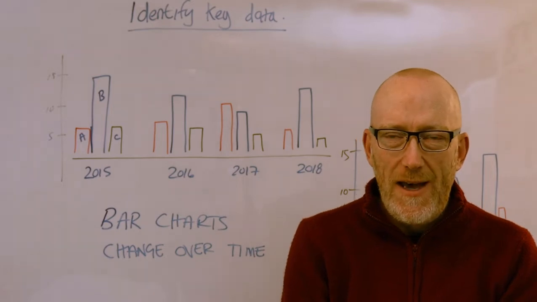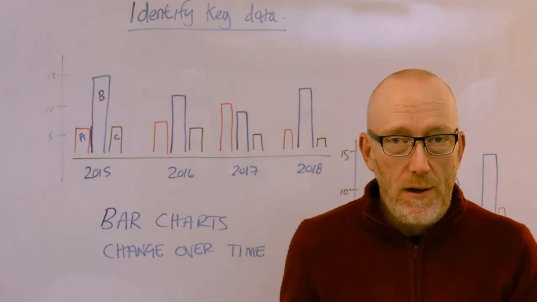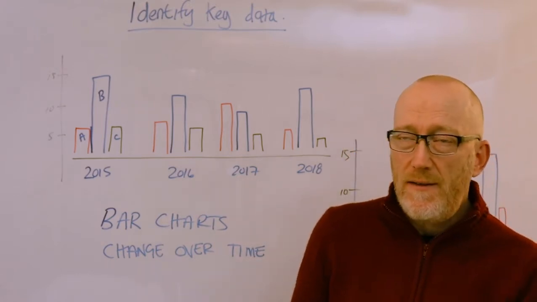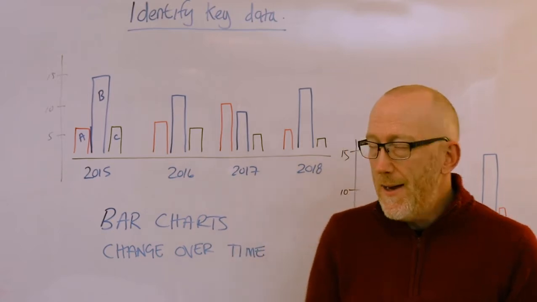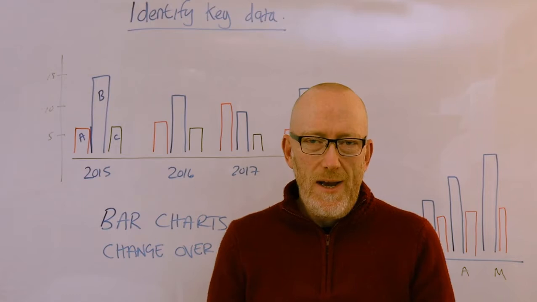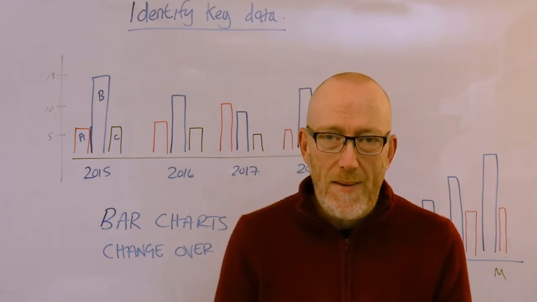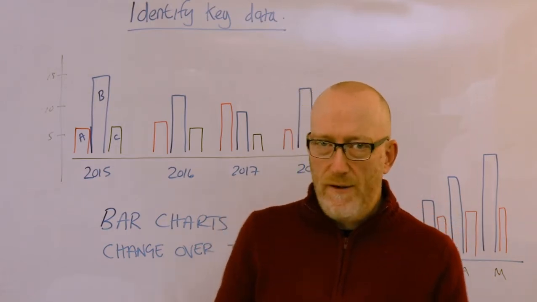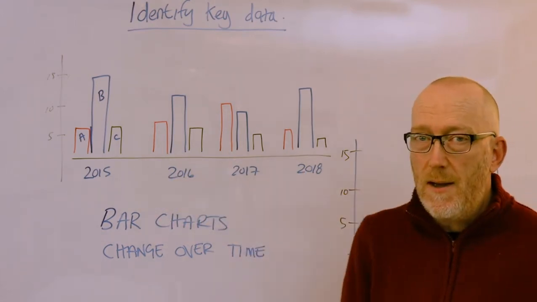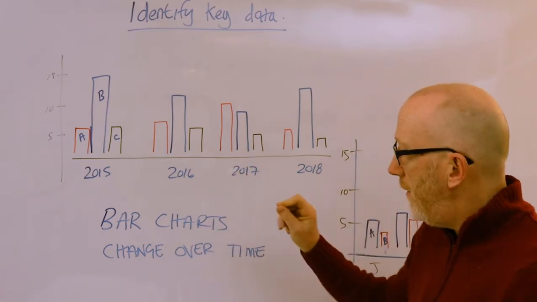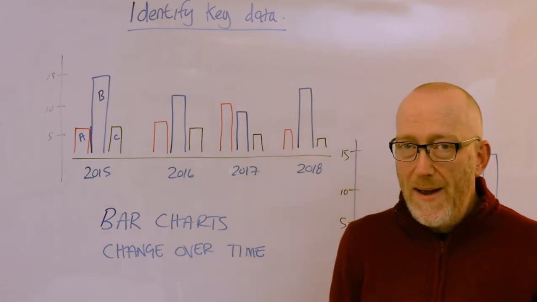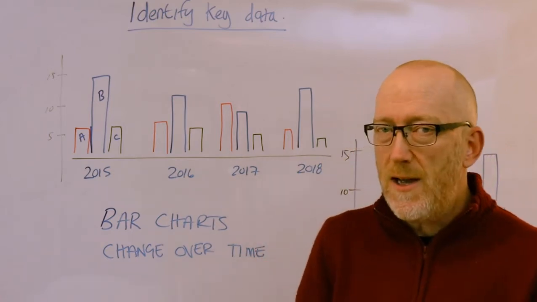Welcome back everybody. In this tutorial we're going to take another look at identifying the key or important data points, but this time in bar charts. Bar charts, line graphs, even pie charts, generally represent the same kinds of information, just visually it looks different. This information could very easily be represented in a line chart, but we've just chosen to represent it as bar charts here. So it's the same kind of information, just represented visually slightly differently.